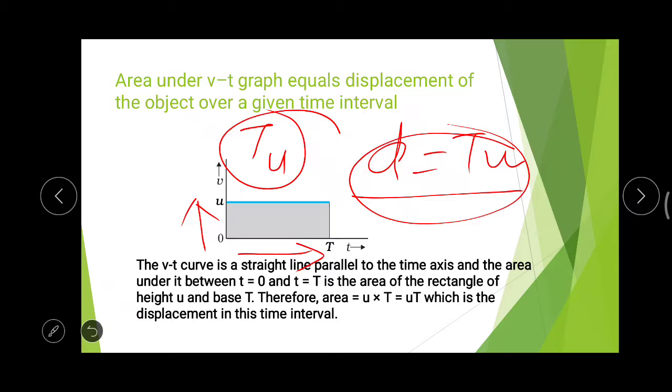If the velocity and time values are given, then u into t is the displacement, so that is equal to the area under the graph. So the statement is proven and the statement is true. So what's the statement? Area under the VT graph equals the displacement of the object over a given time interval t, isn't it? In the same way, the area under the acceleration time graph gives you the velocity value. Okay, so that we will discuss later.